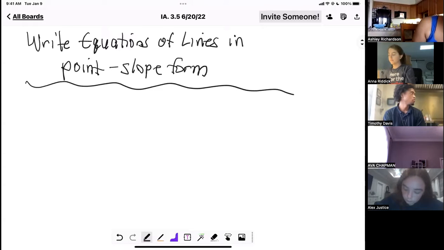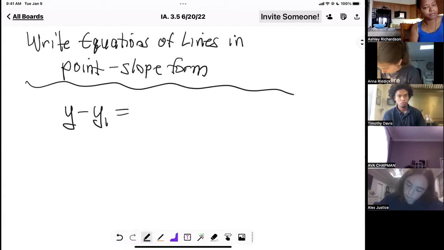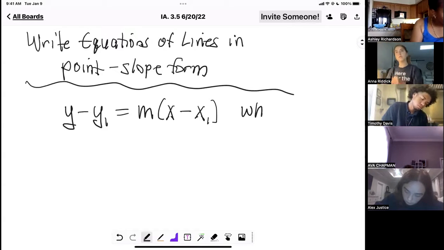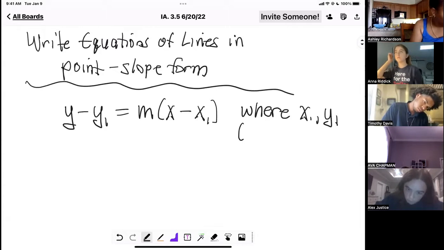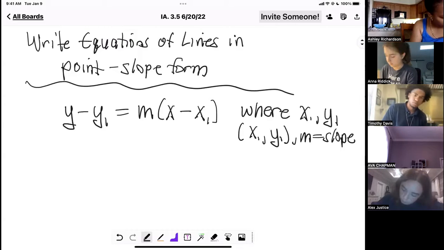Some people cover point-slope form, some people don't. I know in this class we have to cover point-slope form, so here it is. You may have seen it, maybe not, I don't know. Here's point-slope form: y minus y1 is equal to m times x minus x1, where x1 and y1 is the point that you have, and m is the slope.